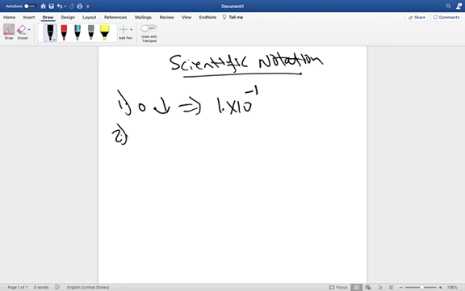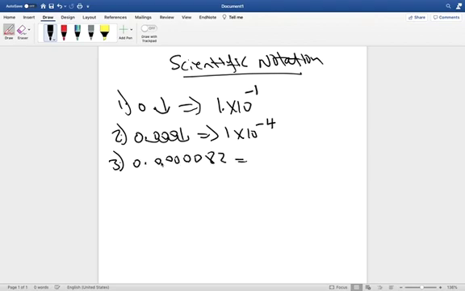Let's try number 2, to get a better understanding here. 0.0001, that's equal to 1, 2, 3, 4. So it's 1 times 10 to the negative 4. Because we're moving to the right, it's going to be a negative number, and we move 4 places to the right. Number 3.